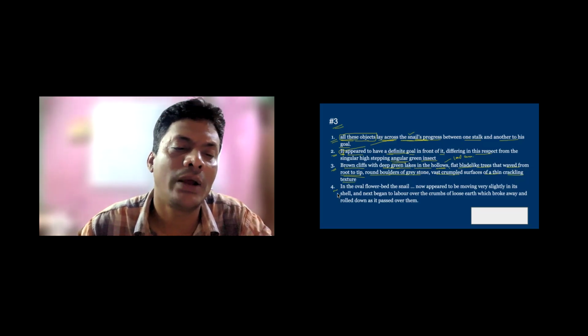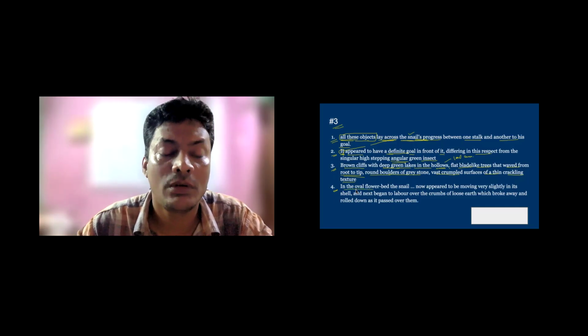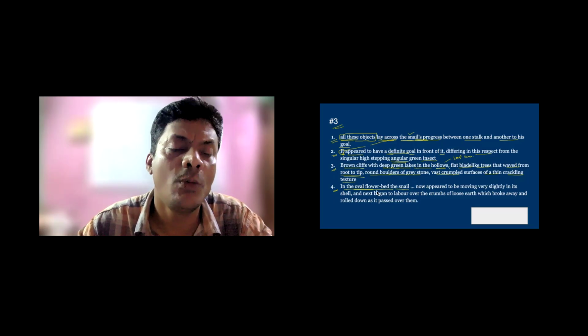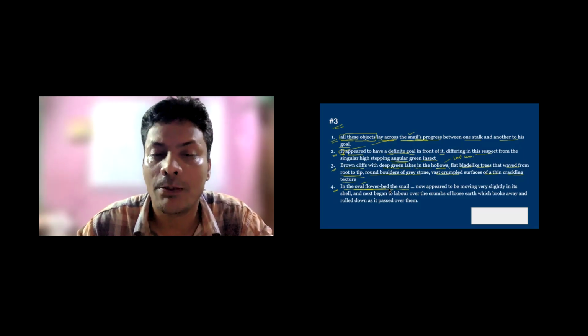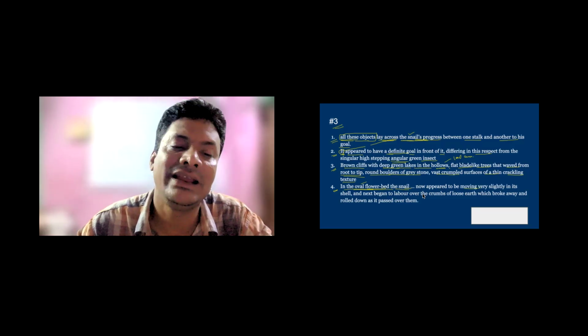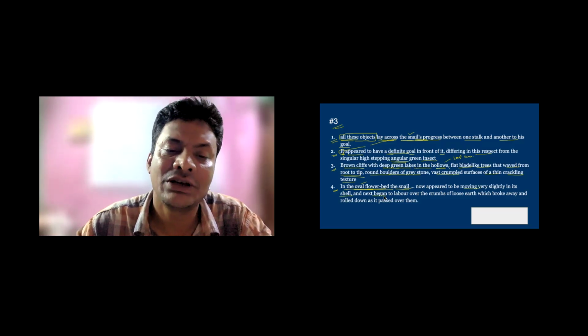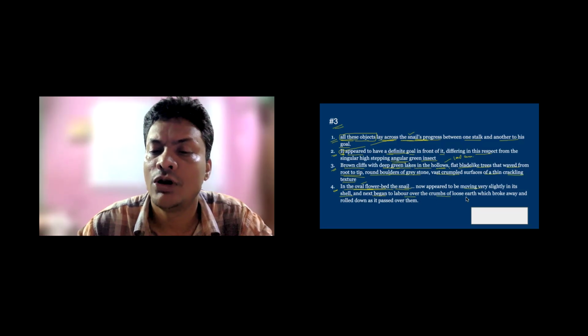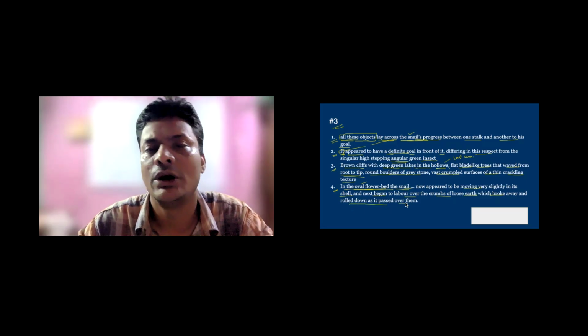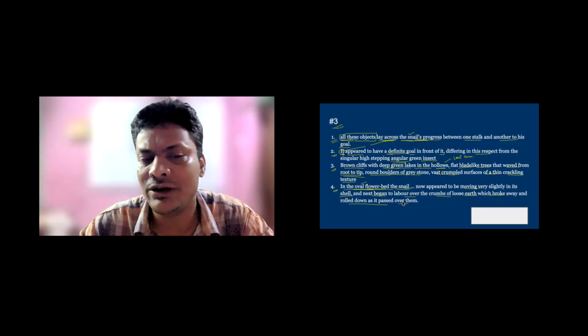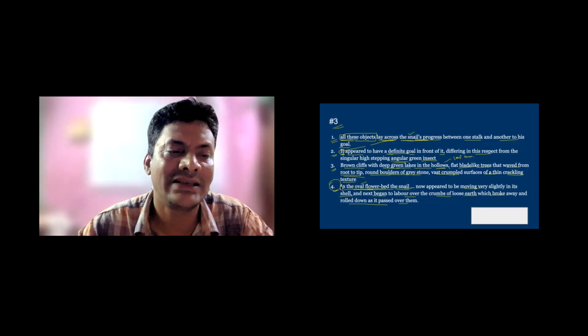And the fourth one is: in the oval flower bed, the snail. Oval means egg-shaped. Flower bed means small flower plants that have been planted. So in the oval flower bed, the snail now appeared to be moving very slightly in its shell, and the next began to labor over the crumbs of loose earth, which broke away and rolled down as it passed over them.